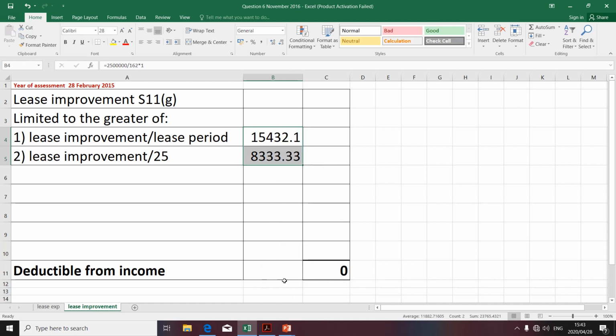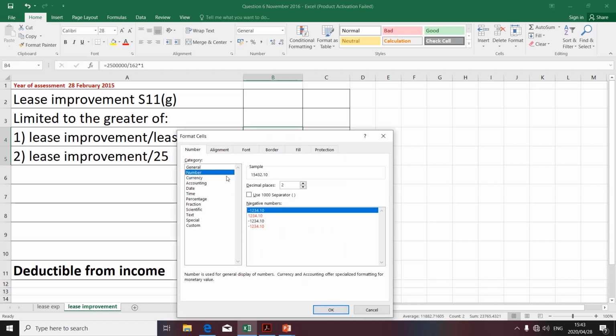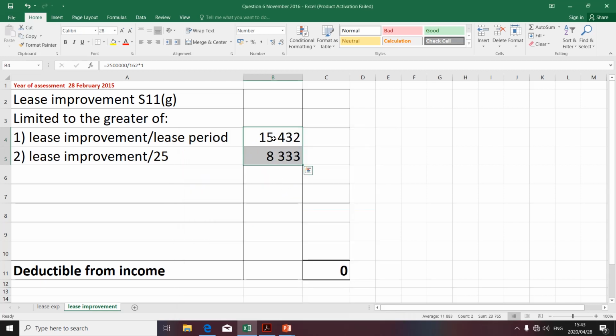Let me quickly format so that you can actually see that amount properly. There you go. So we've got an amount of 15,432, and we've got an amount of 8,333. We're going to take the greater of the two as a permissible allowance in terms of section 11G for CF. So we're going to take that amount. I'm going to say equals to, that's the amount that I'm going to take. There you go.